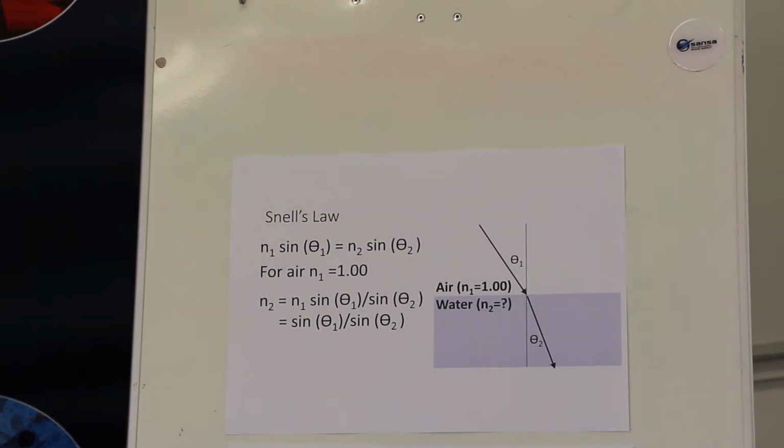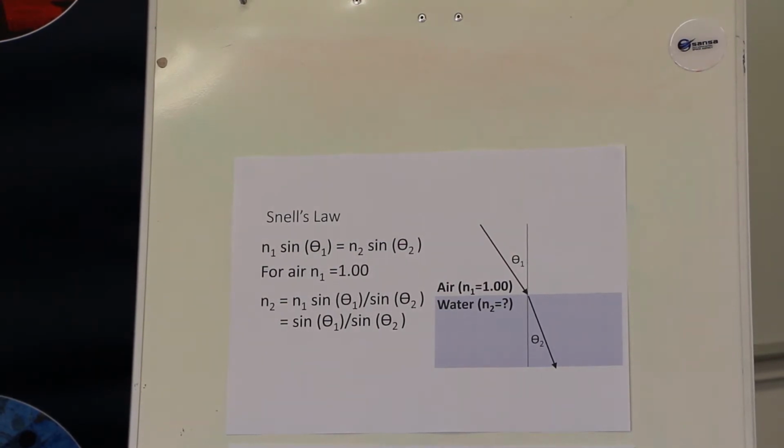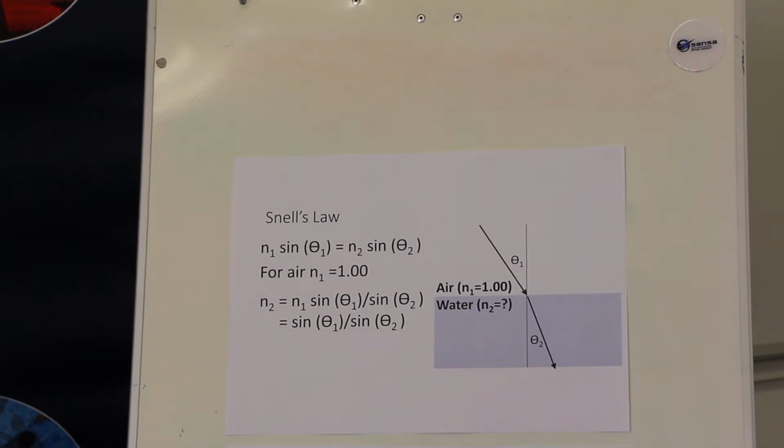So we have now recorded a number of incidence angles theta 1 for the different materials, and we have recorded the refractive angle theta 2 for each of these materials, and we will calculate the N2 value from the average over all these different incidence angles.